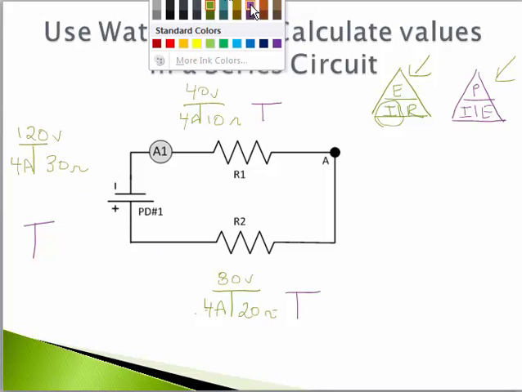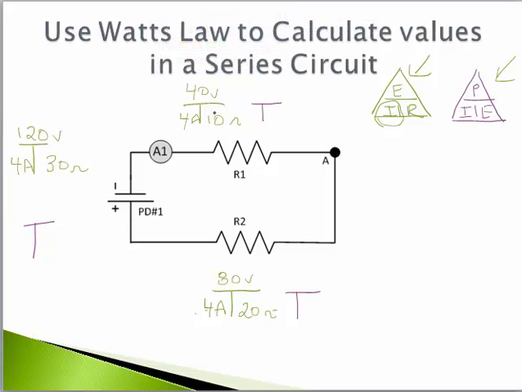I can start working on my Watt's law T's. Some of this information I can take over to the other side. So when we look at this, we know that the I and the E are needed at the bottom. In R1, our I was 4 amps and our E was 40 volts. So now I have two numbers to work from. 4 times 40 will give me 160 watts. And down here I had 4 amps and I had 80 volts. 80 times 4 is 320 watts.